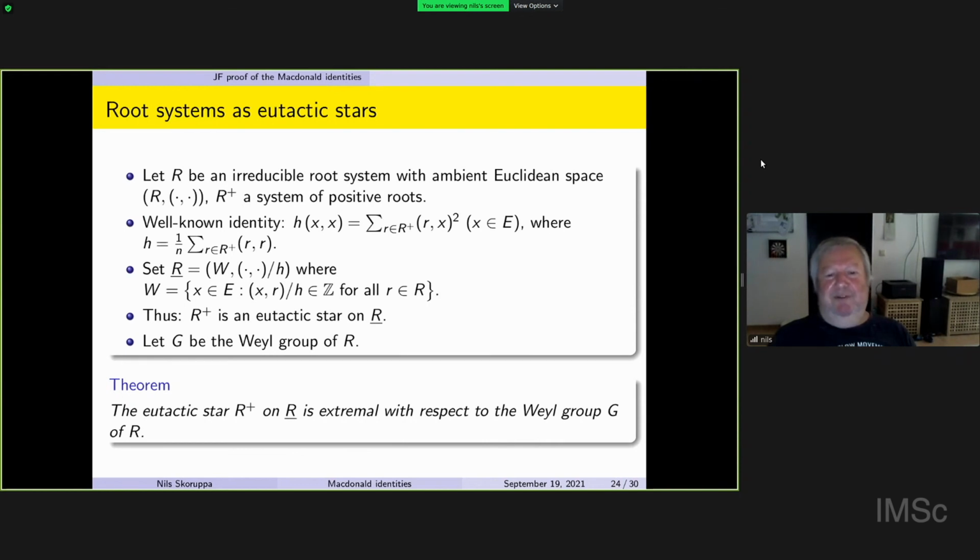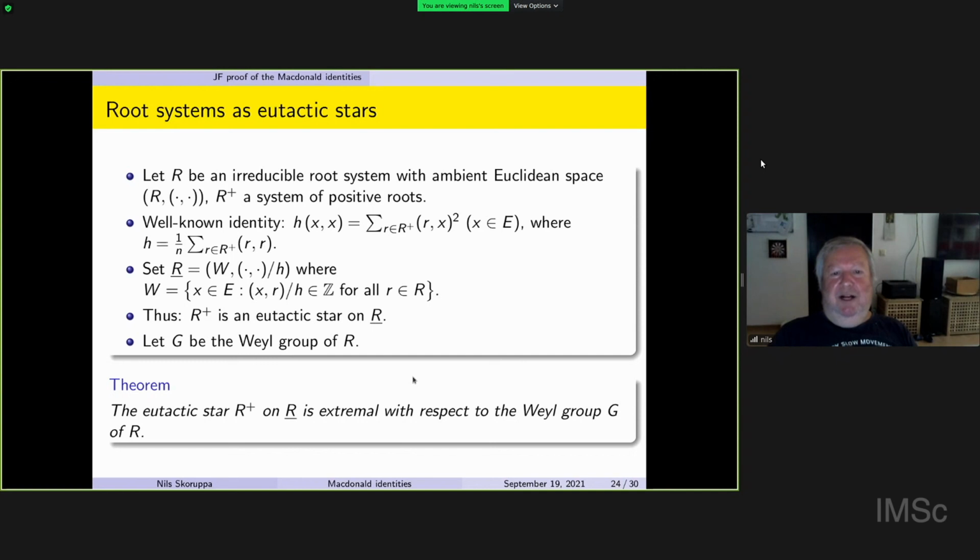But it's not really simple. So I needed, I don't know, several months to find the proof. I mean, not every day working, but from time to time coming back to it. And it took me really very long to find the proof. But it was maybe more due to my ignorance of root system theory. In the end, I found the proof. It's very short and simple. It's a direct proof. There's nothing fancy in it. I don't cite big theorems or whatever. It's straight from the definitions of root systems that you can derive that the eutactic star R plus that I have here is just G extremal. So it's really an honest, simple proof of the Macdonald identities.